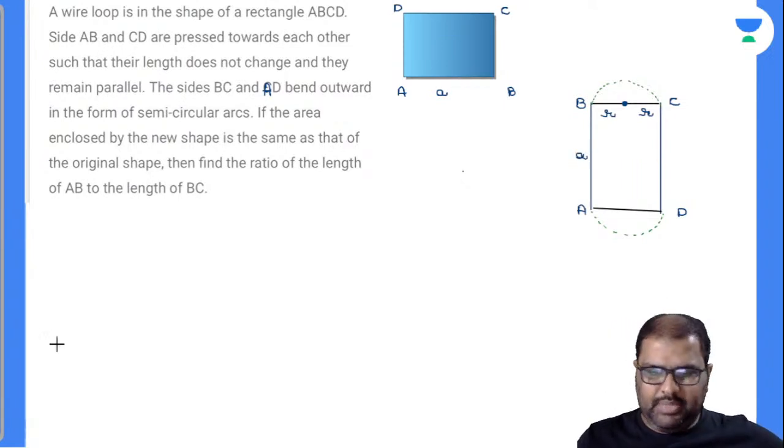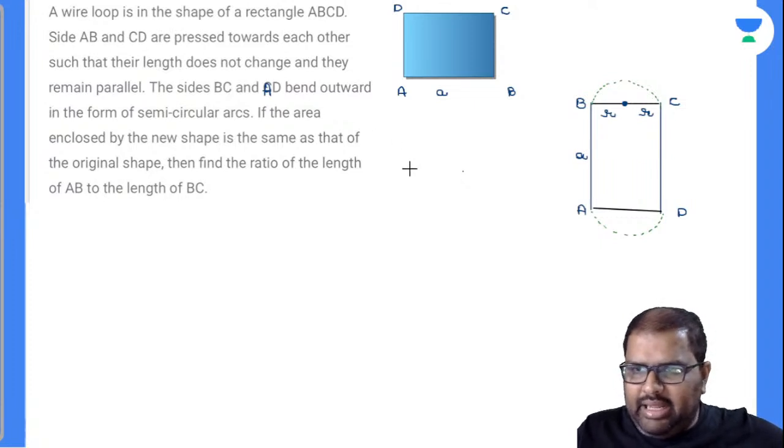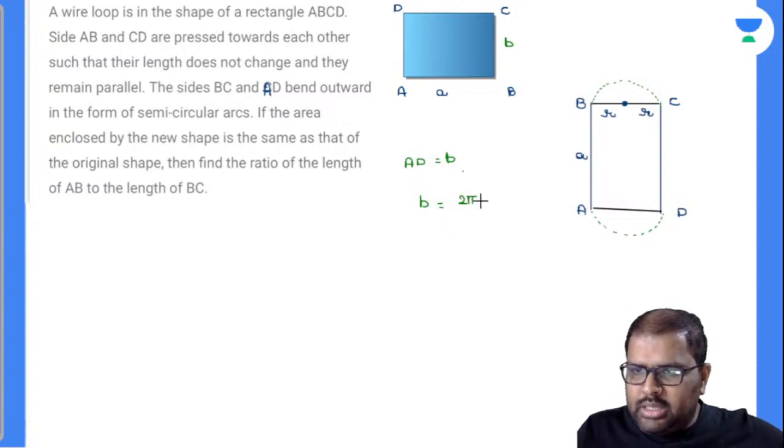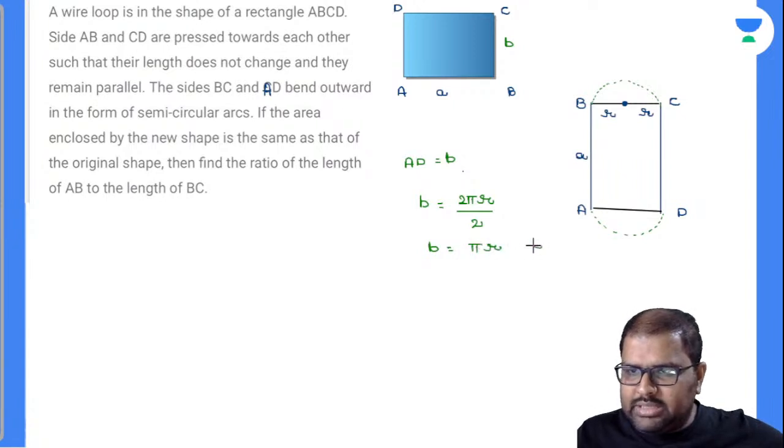Now the point is, AD value is nothing but equal to B, because I took my breadth as B. AD value is B. Now closely observe, my B value is nothing but the semicircular arc, 2 pi r by 2. The circumference of a full circle is 2 pi r, a semicircle is 2 pi r by 2. So B is equal to pi r. So my radius value is B by pi. Yes, I am taking down this as B by pi.